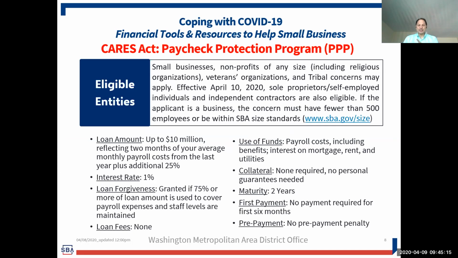The mortgage, rent, and utilities do not count as payroll costs. You can use it for that, but make sure that's not more than 25%. Right. Because otherwise you don't get the forgiveness.